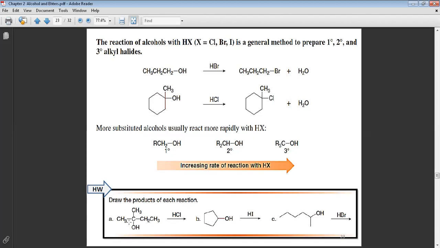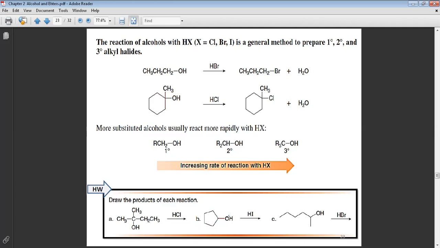Now, look at the product. Here we have HCl and a tertiary alcohol. It will react with HCl. What is the product? Just remove OH, put Cl, plus H2O. Any mechanism here? SN1 or SN2? SN1. Good, SN1.